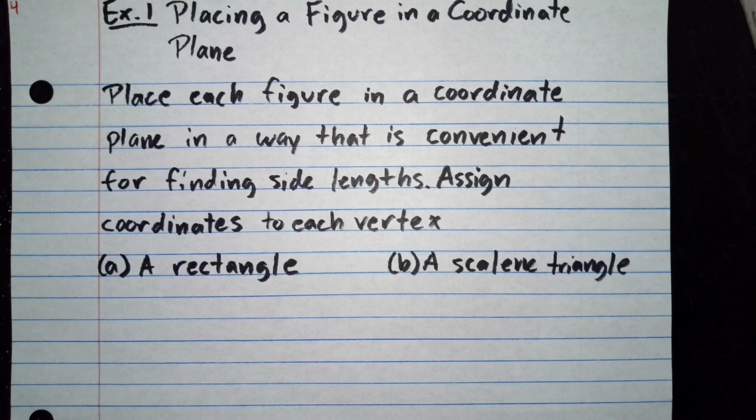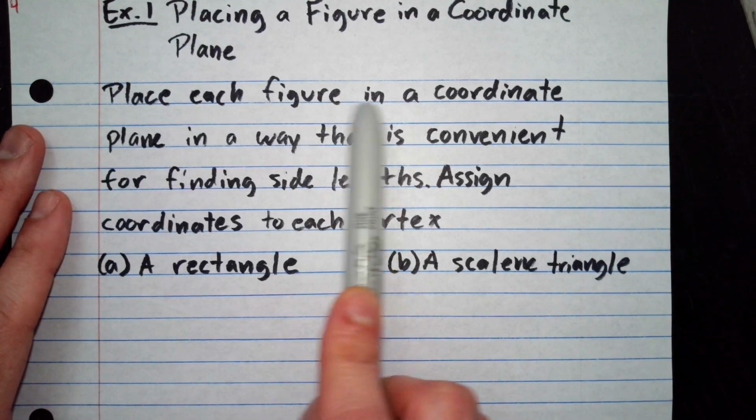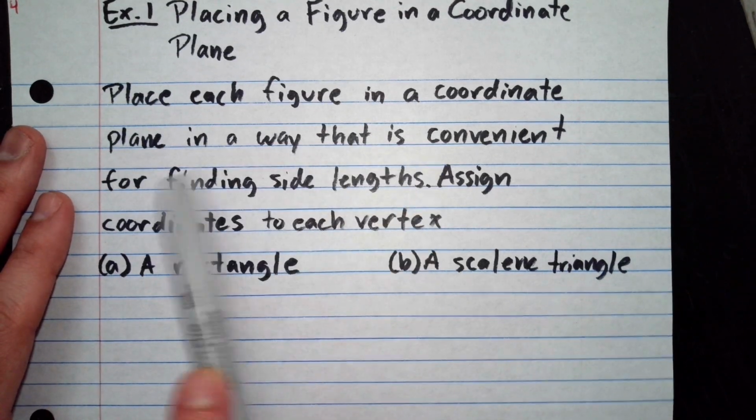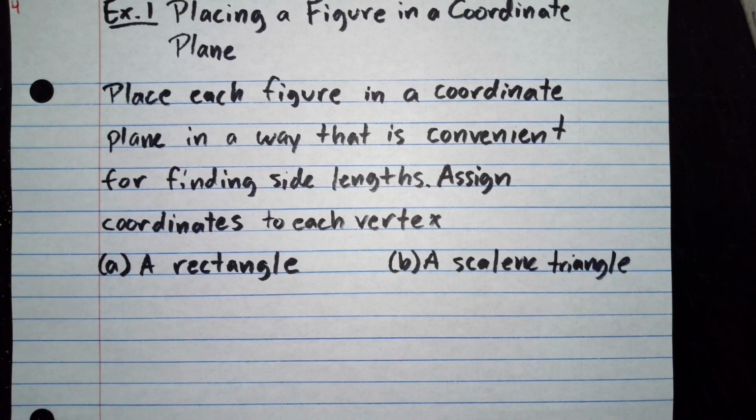Hello everybody. So I'm going to be working on example 1 and the monitoring progress questions for day 16 of our notes. Example 1 says placing a figure in a coordinate plane. Like you saw in the notes, we are able to get figures or any polygon and put it in a coordinate plane just like we did in the explorations. We have to place each figure in a coordinate plane in a way that is convenient for finding the side lengths. Assign coordinates to each vertex.